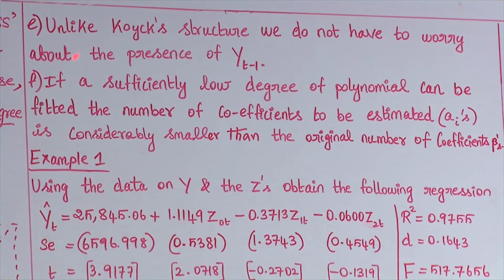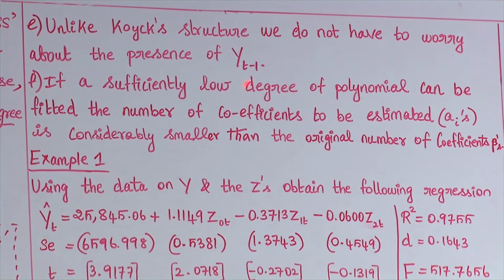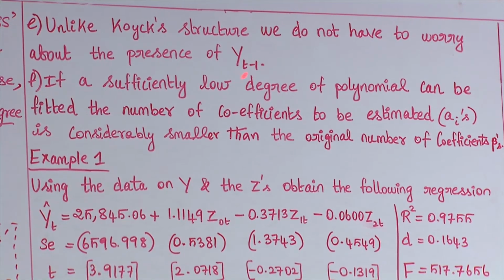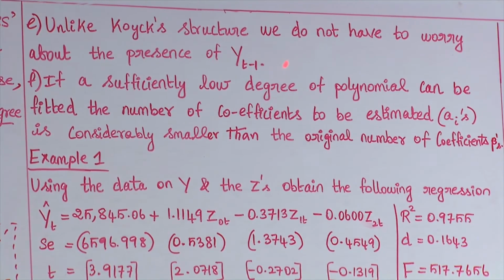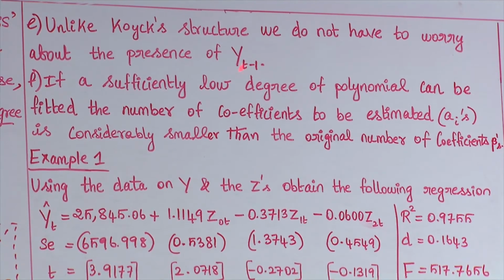Unlike the Koyck equation, here we don't have to worry about the presence of y_{t-1}, because y_{t-1} on the right-hand side of the equation creates some econometric issues like endogeneity and autocorrelation. Both problems are not there in Almon's model.